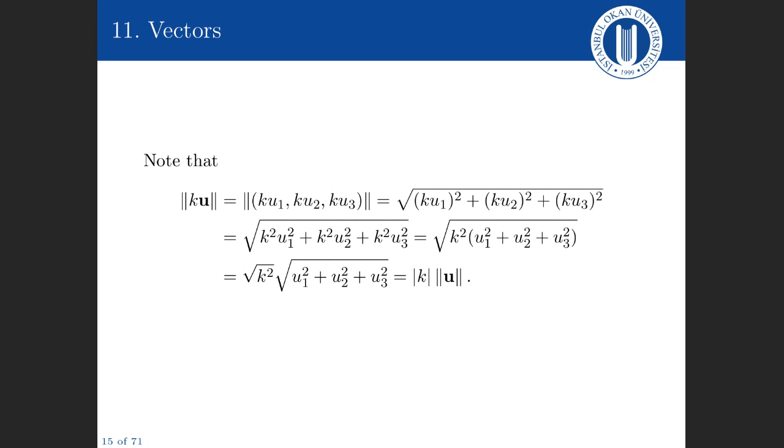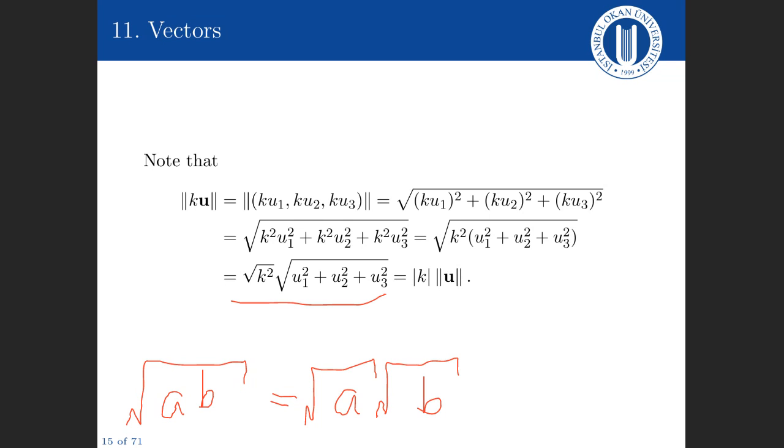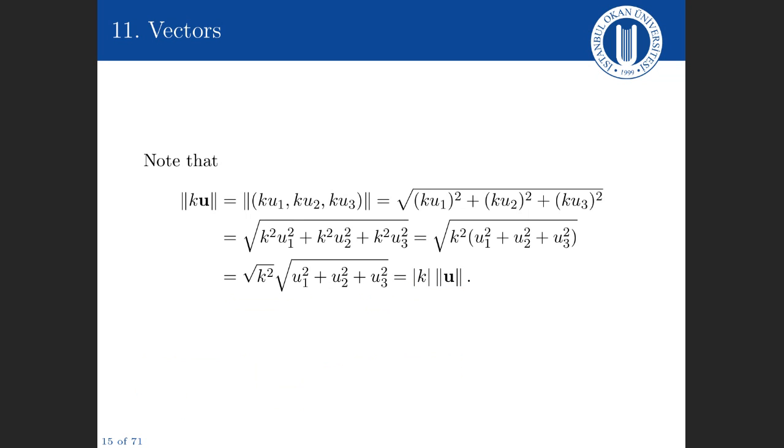square root. Because the square root of the product of two numbers, let's say the square root of ab, is the same as the square root of a times the square root of b. We have the square root of k squared, which is the same as the absolute value of k, multiplied by the square root of u1 squared plus u2 squared plus u3 squared, which is the same as the norm of u. So the norm of ku is the same as the absolute value of k multiplied by the norm of u.